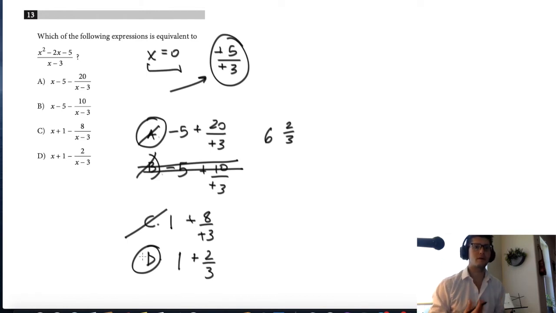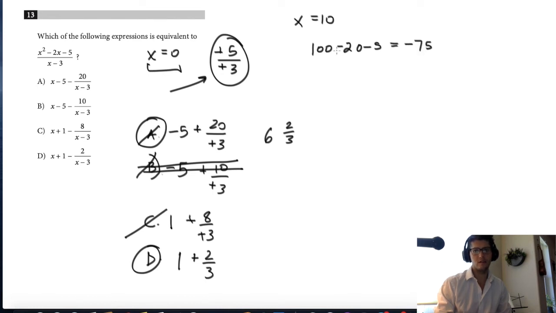If I want to make sure I totally avoid this mistake or this situation happening again, then pick a big and easy number, right? So I'll pick x equals 10. That's a big, easy number. So x squared is 100 minus 2x, so that's 20, and then minus 5. Okay, so that's 75 on top. On the bottom, we're going to get 7. 10 minus 3.